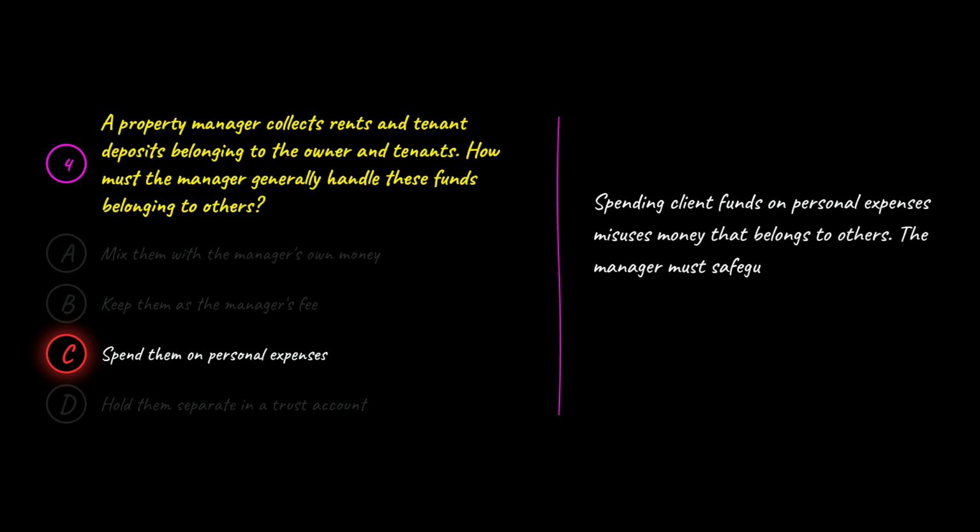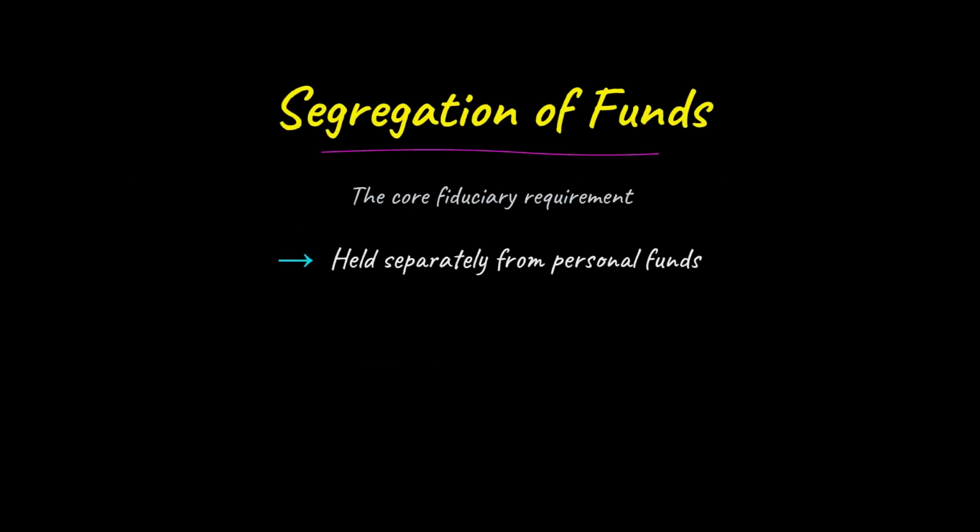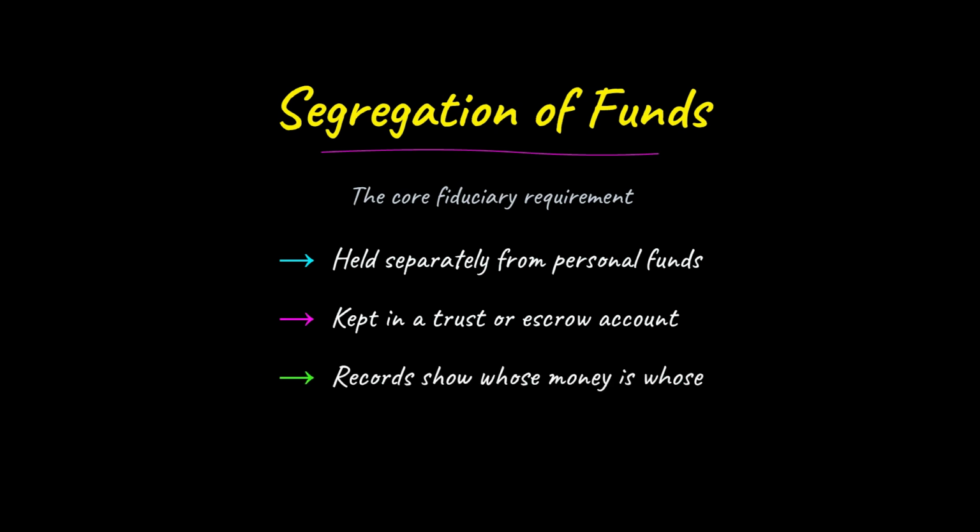The manager must safeguard these funds in a trust account, never divert them for the manager's own purposes. When someone handles money that belongs to other people, the law imposes a strict duty about exactly how that money must be held. The core requirement is segregation. Client funds must sit in a trust or escrow account, entirely apart from the manager's own money, with records showing exactly whose money is whose.